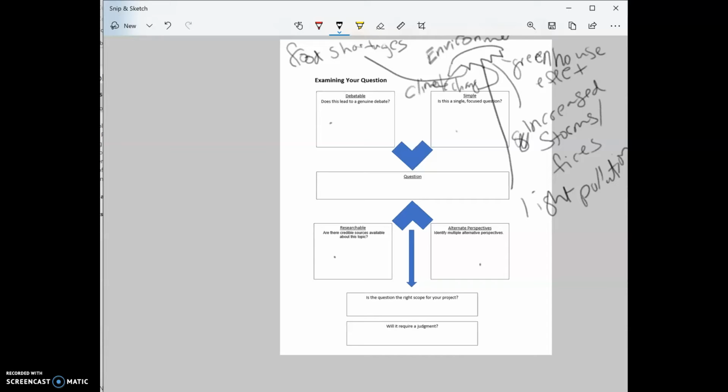So whatever they come up with, let's say here with this example, the environment, we could say something like, would the U.S. benefit from creating stricter regulations for companies for the environment? Or would the country benefit from creating stricter environmental regulations? That's an even better question. So let me just go ahead and erase that.